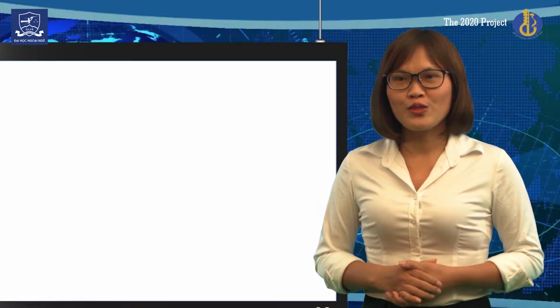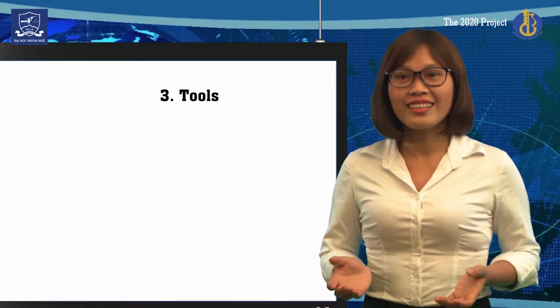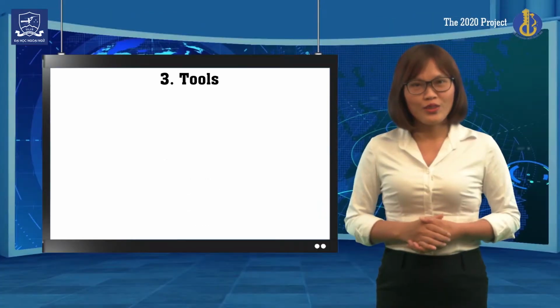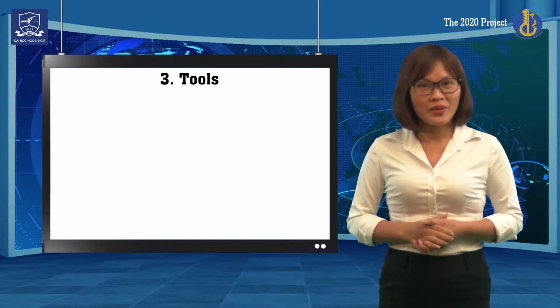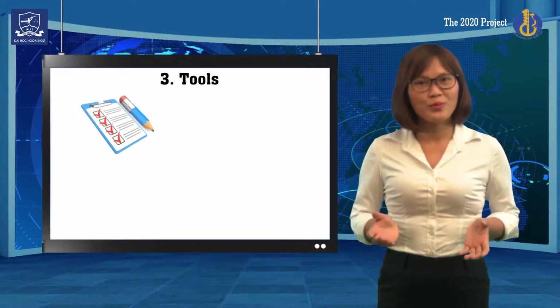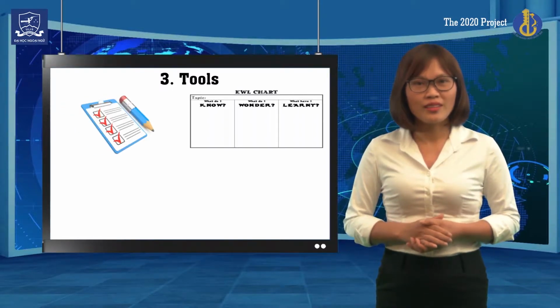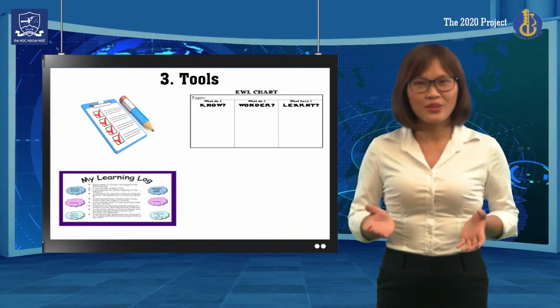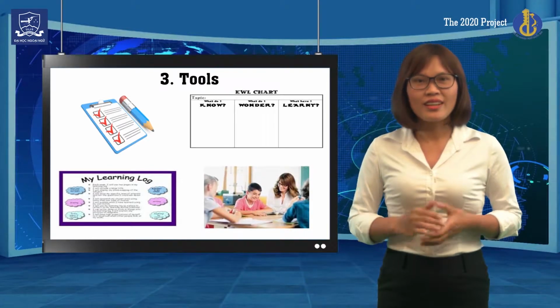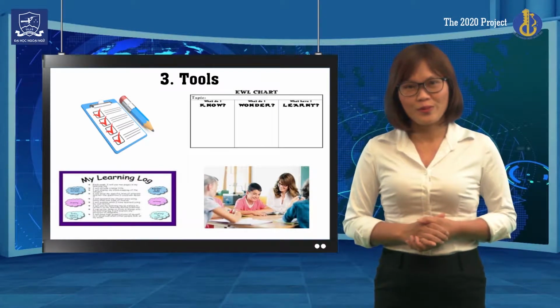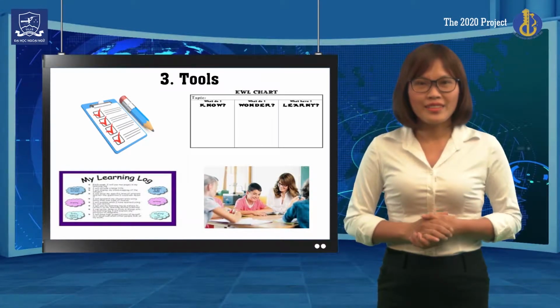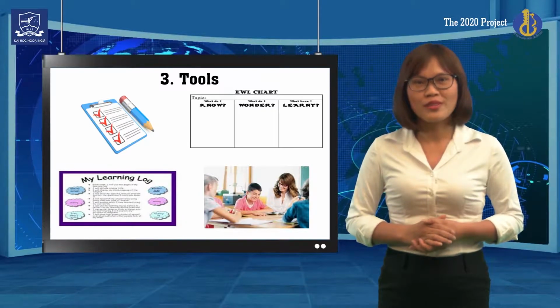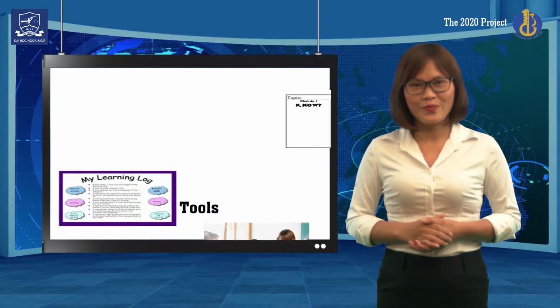We now move on to some tools for you to conduct this activity. Self-assessment can be carried out using checklists and rubrics, KWL charts, reflection entries, learning logs and journals, conversations, conferences, and interviews. Please find the detailed description for these tools in the reading materials.